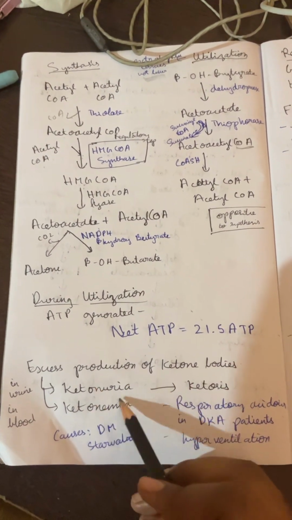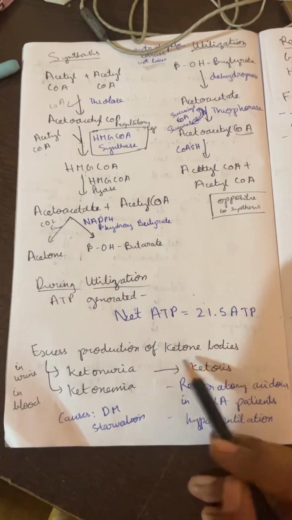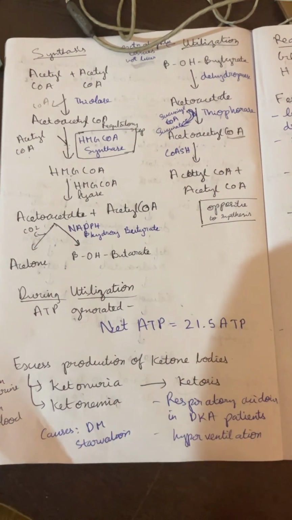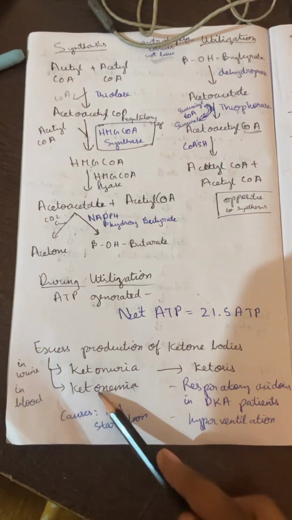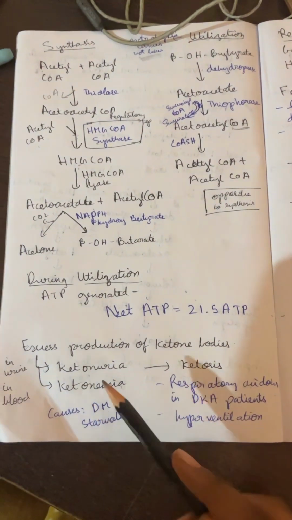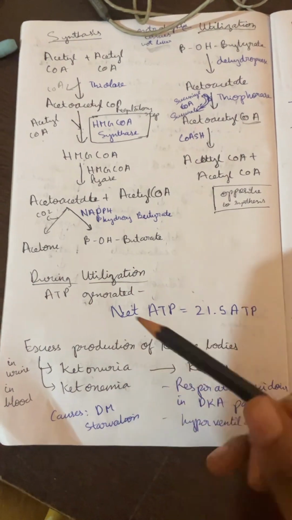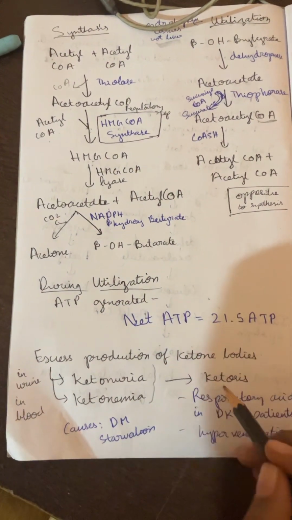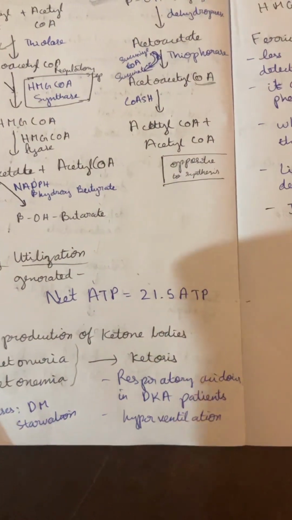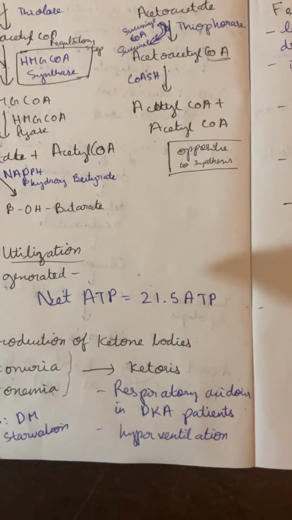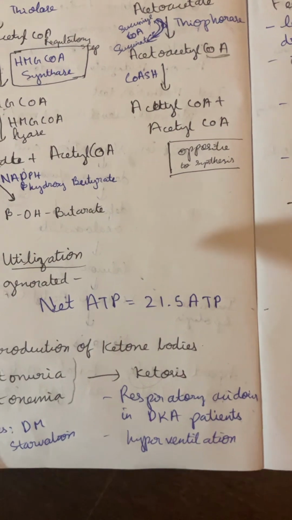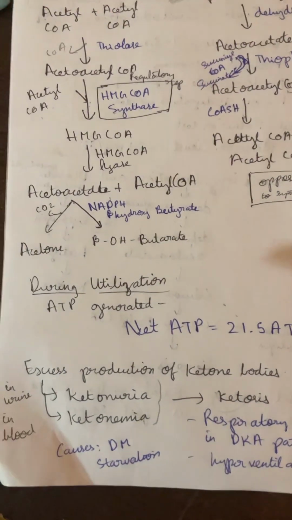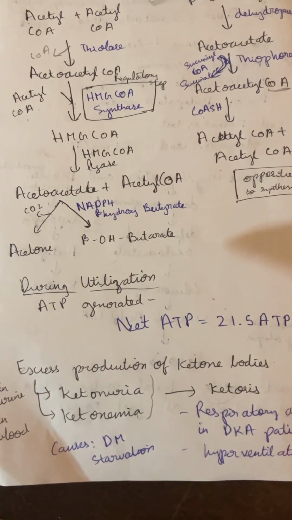Also we have to give a note on ketosis in this question. So ketosis is excess production of ketone bodies. In urine it is ketonuria, in blood it is ketonemia. But in both, if there is excess production of ketone bodies, then ketosis. Respiratory acidosis in diabetic ketoacidosis patient, hyperventilation, these are like the clinical features of ketosis. And causes are diabetes mellitus and starvation.